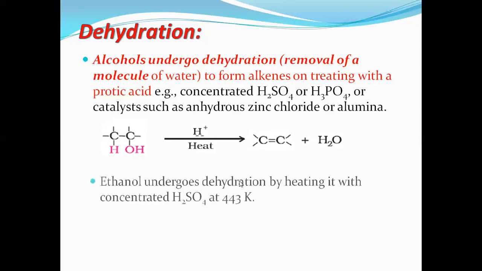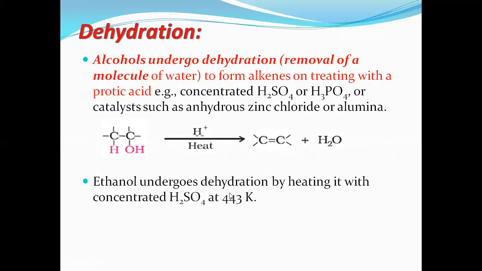For example, ethanol undergoes dehydration by heating with concentrated sulfuric acid at 443 Kelvin, which results in ethene and loss of water. Ethyl alcohol heated in the presence of concentrated sulfuric acid at 443 Kelvin forms ethene. So in the product there is no water molecule. Water molecule is lost, so due to the loss of the water molecule, you can say it is dehydration.